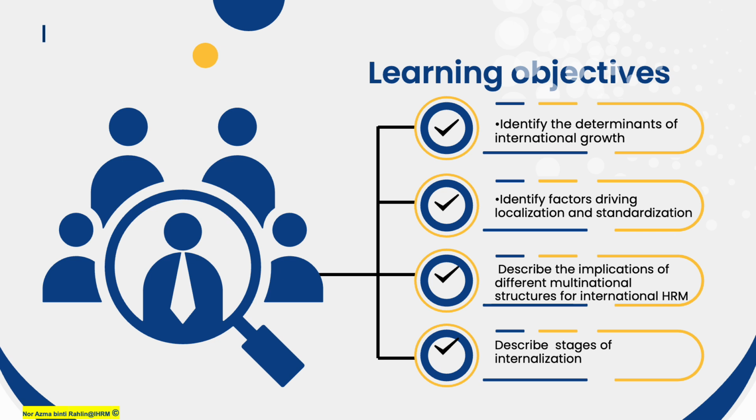First learning objective is to identify determinants of international growth. Second objective of this chapter is to identify factors driving localization. And next, objective number 3, we want to describe the implication of different multinational structure for international human resource management. Objective number 4 of this chapter is to describe the stages of internationalization, and the last objective of this chapter is to describe the controlling system in the organization of international business.